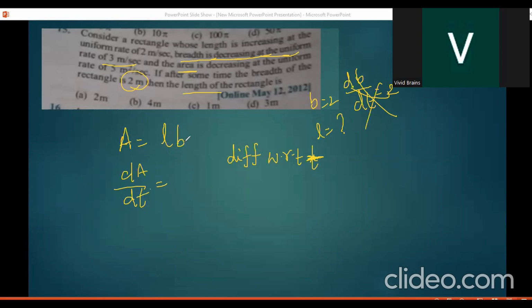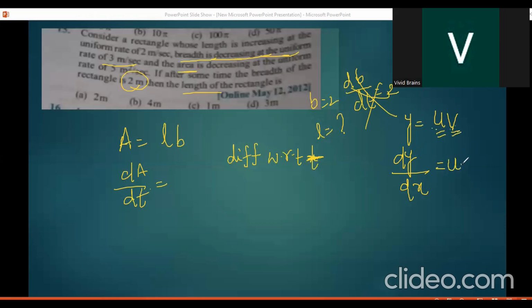So what do I do? L into B, no? Whenever you have two variables, U and V, let us take y is equal to u into v. I am differentiating with respect to x. So differentiate both sides with respect to x, d by dx of y.